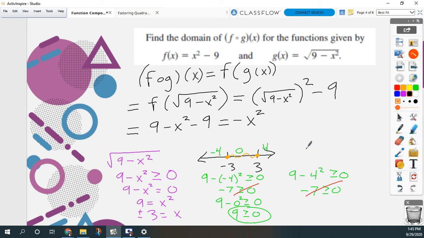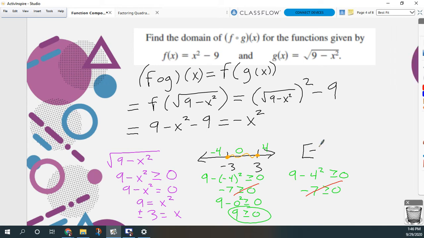And that means that the domain is going to be from negative 3 to 3. And since we didn't have any restrictions for our f of x, and we don't have any restrictions for our negative x squared, we know that this right here is going to be our overall domain. And so that would be our answer. So the big key to remember when you're finding domains of composite functions is that if we have restrictions for either one of our original functions, it's also going to be a restriction for our combined function as well.